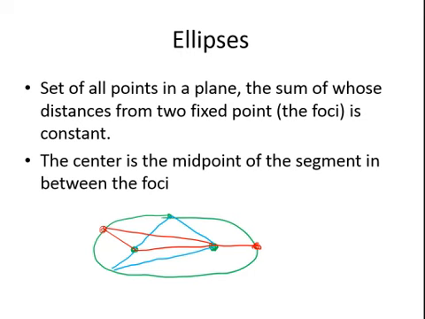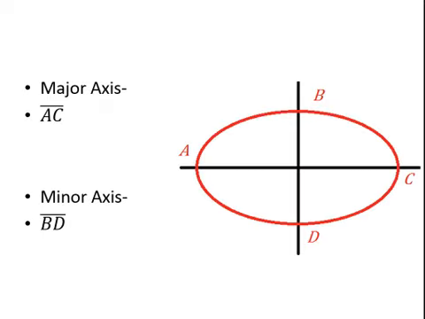You can do this if you think about it: if you pin down a piece of string at two points that is a little loose in between, and then you extend it as tight as possible, you end up making an ellipse. The center is the midpoint of the two foci. So when we're talking about the center, we're talking about the point that's right in the middle of it.